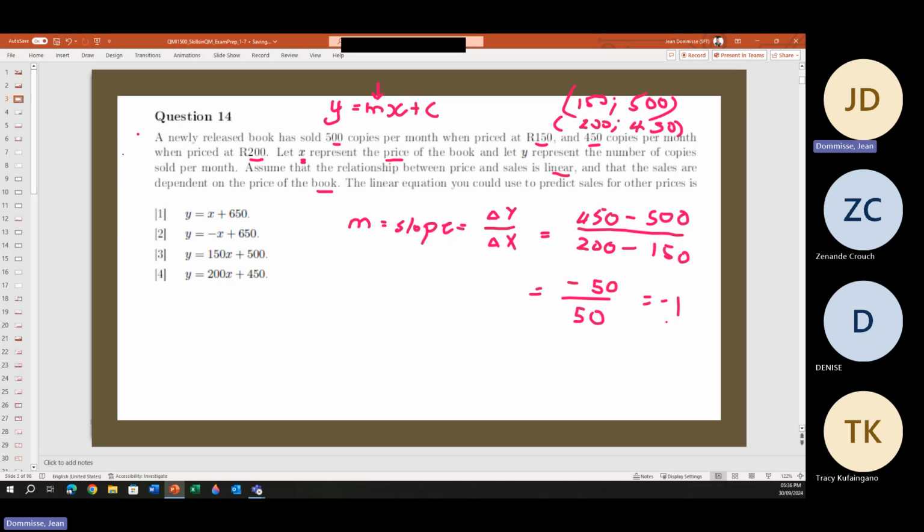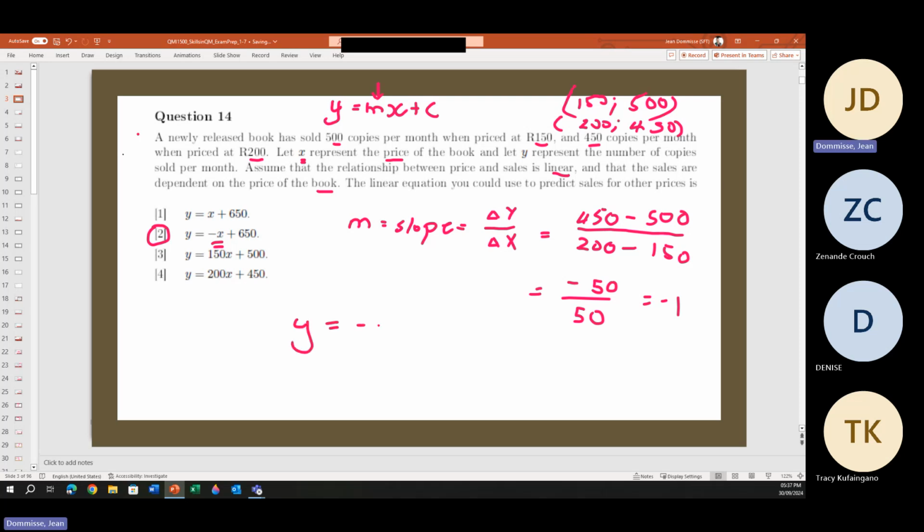Okay, so we can now look at the options, and we can already see our slope should be negative 1. So that is one of the options. If we look at all of those, that is actually the option that we will go for, because the others don't have a negative 1. But we can also just check it.